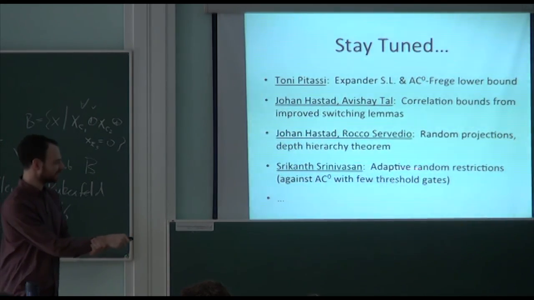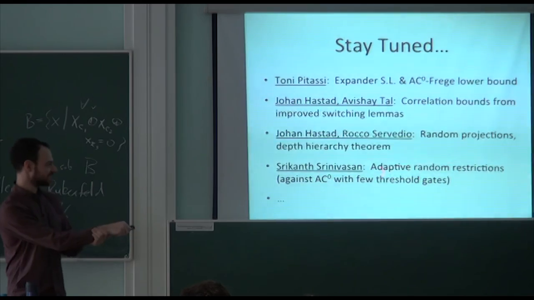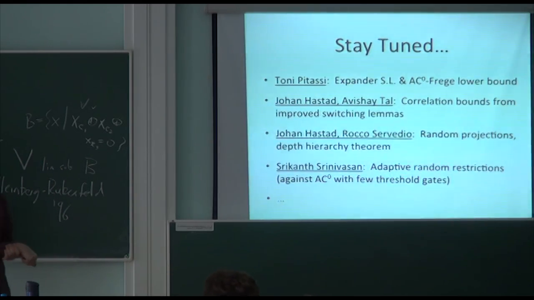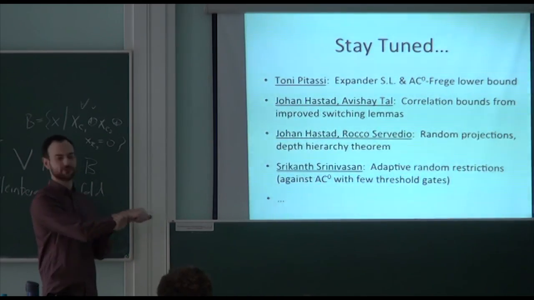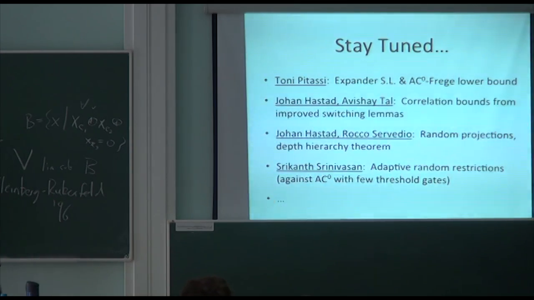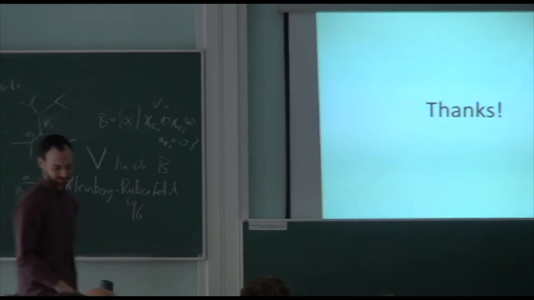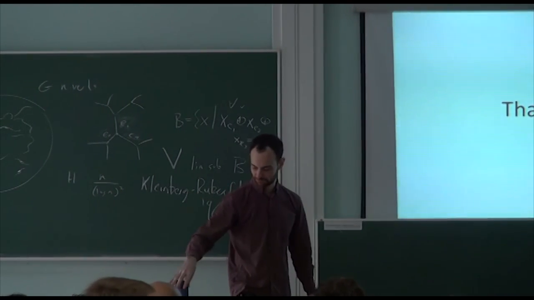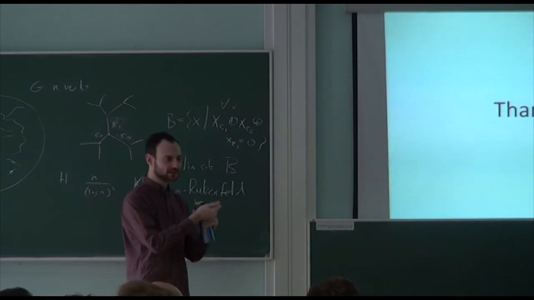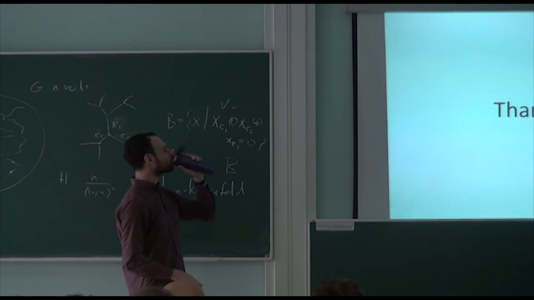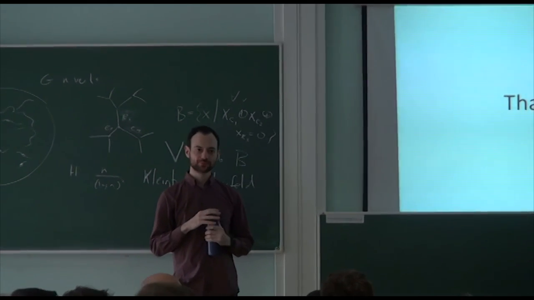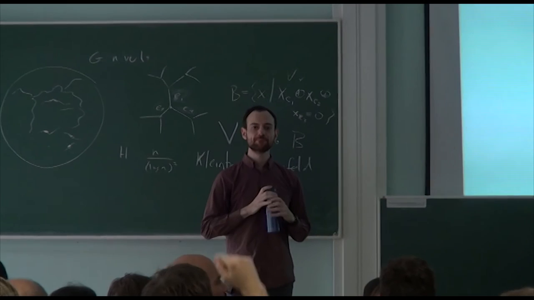And Srikanth, I guess, will tell us about adaptive random restrictions, giving lower bounds for AC0 with few threshold gates, and I'm sure there are some others as well. So, yeah, thank you very much. Maybe time for a few quick questions.